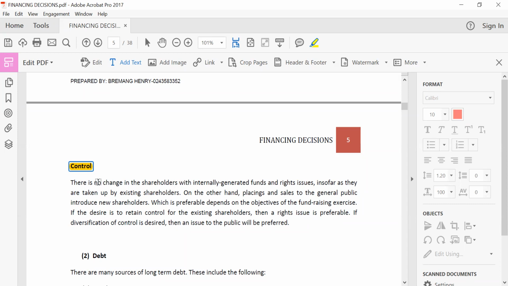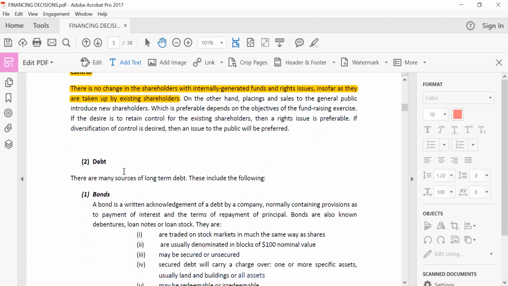For financial reporting students, we talk about consolidation and these bits and pieces will come up again. But those who are not reading financial reporting, please just understand that control is when an individual has more than 50% of the shares of a company. And a rights issue doesn't cause a change in the shareholding. So whoever had the majority shares at the end of the rights issue is still the same person. There's no change, so it does not have any impact on control. But if individuals are actually buying new shares, the purchase of the new shares will give them control. There's no change in the shareholders with internally generated funds and rights issue, insofar as they are taken up by the existing shareholders, right? Good. So that is the explanation I've given. So we now come to debts.